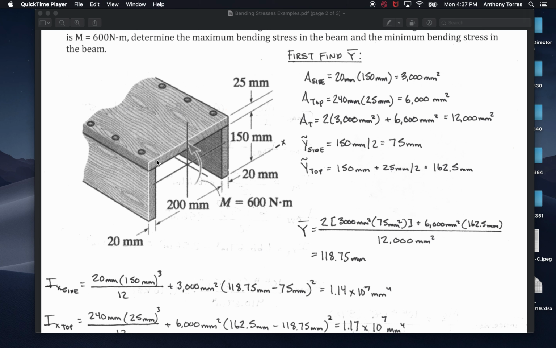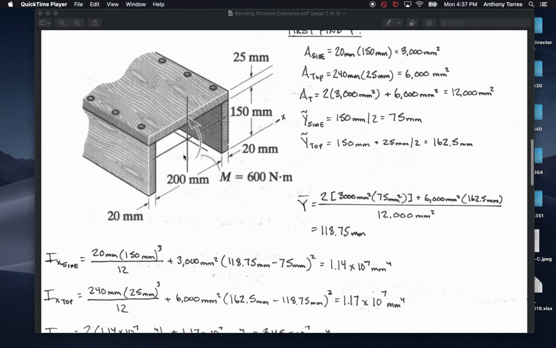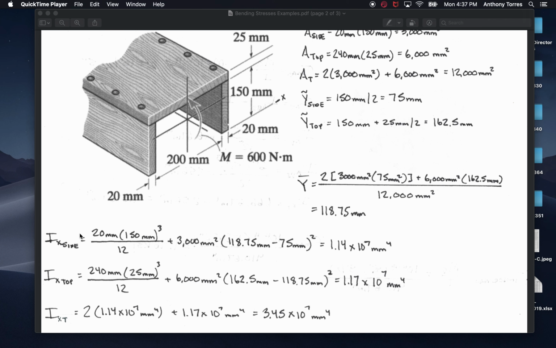You could also do a big square minus the small square. That works too. Just be consistent with your measurements. Now I need to get the moments of inertia.